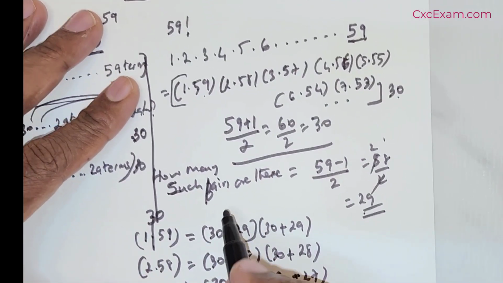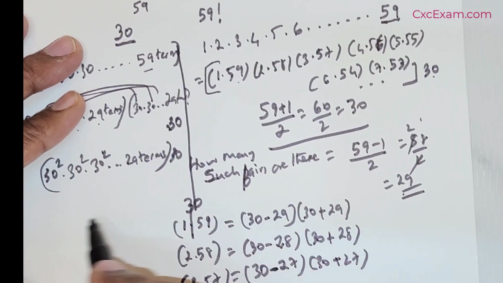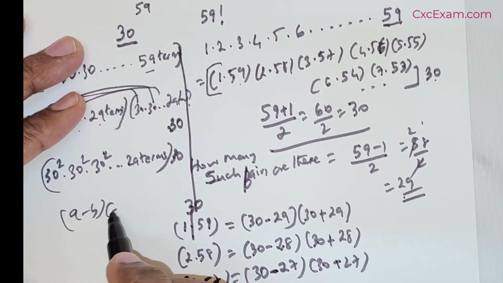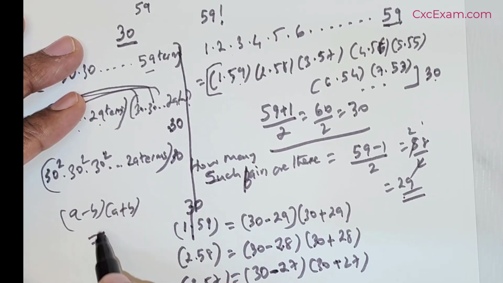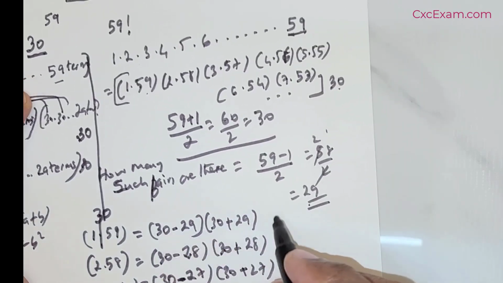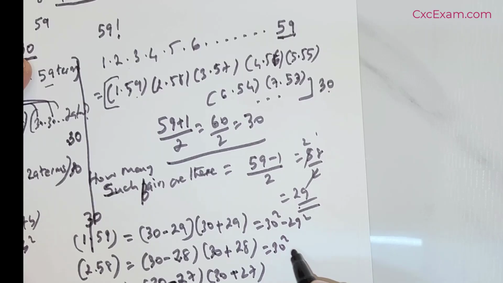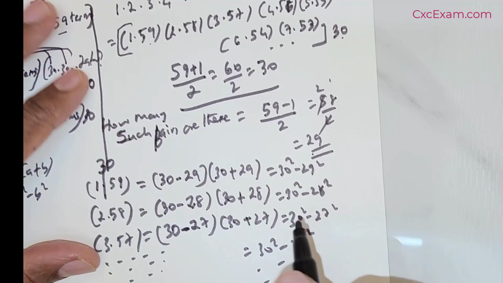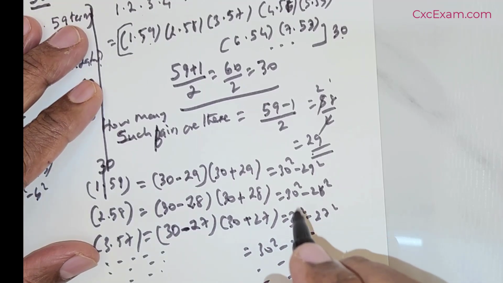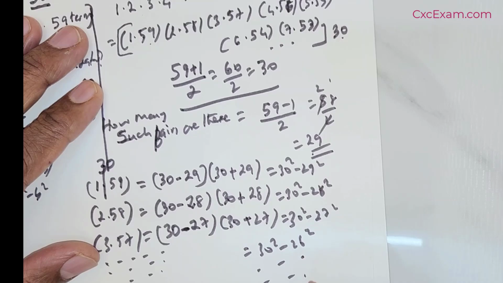Now, there is a formula which states that a minus b times a plus b will be equal to a squared minus b squared. So this is going to be 30 squared minus 29 squared, 30 squared minus 28 squared, 30 squared minus 27 squared, 30 squared minus 26 squared, and so on and so forth. It goes all the way to exhaust all the terms that we have.